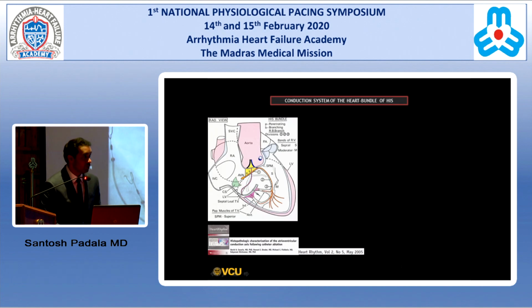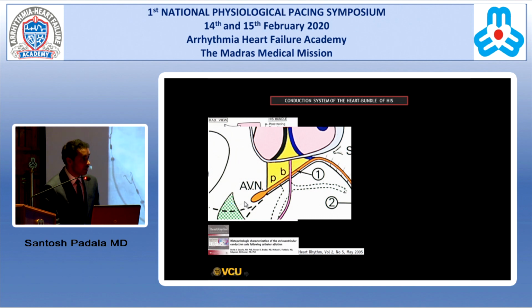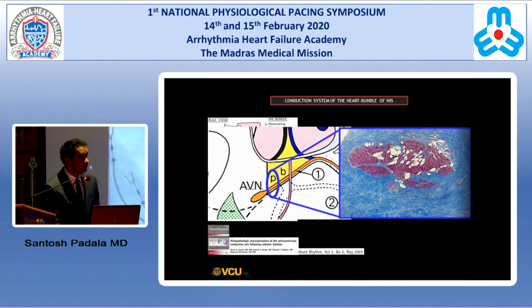So what does it mean? If you look closely at the penetrating bundle of His and take a histology at this level, you will see the red area is the His bundle, and it's completely encased by the fibrous tissue. This is very important to know because, since it's encased by the fibrous tissue, which is electrically non-conducting, that's probably one of the reasons why you have higher capture thresholds with His bundle pacing, as opposed to left bundle branch area pacing, which is surrounded by dense septal myocardium and not fibrous tissue.